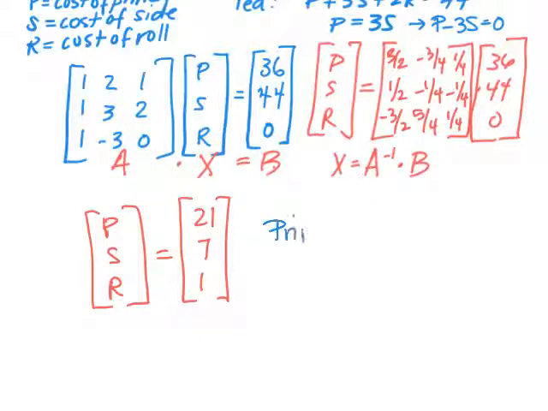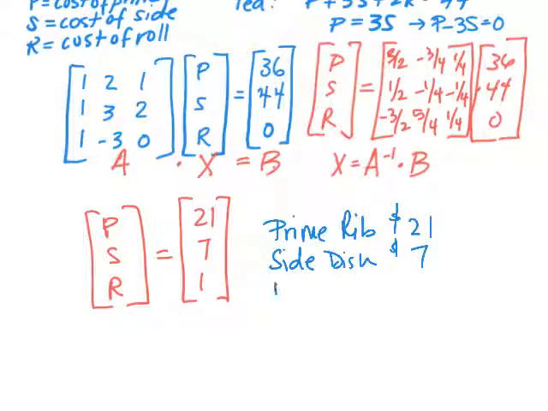Prime rib is $21. A side dish costs $7, and a roll costs $1. Well, hopefully the restaurant doesn't charge for every roll, but there are restaurants out there that will charge you separately for your side dish from your prime rib. All right, so that is your answer.